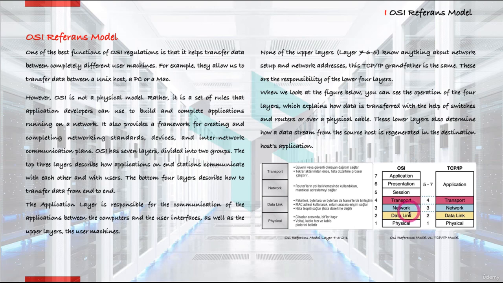Here it shows the comparison of OSI to TCP/IP. We have 5 layers in TCP/IP. We have 7 layers in OSI. The top 5th, 6th, and 7th layers of OSI correspond to the 5th layer of TCP/IP. The 4th layer of OSI corresponds to the 4th layer of TCP/IP. The 3rd layer to the 3rd layer. The 2nd layer to the 2nd layer, and the 1st layer to the 1st layer.